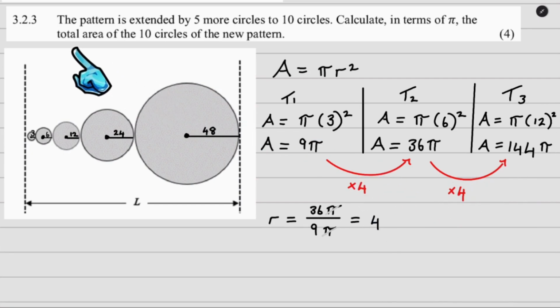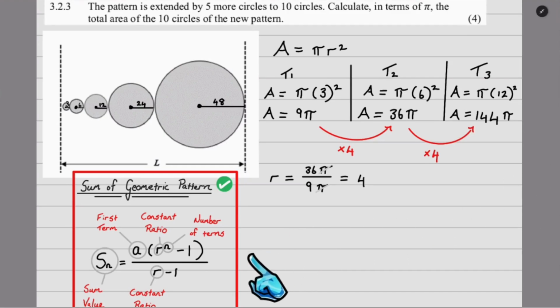So now I need to get the total area of 10 circles. If I want the total area, I'm going to have to add all the areas together. So I've got to use the sum formula for a geometric pattern. And here it is. So my first term is 9 pi. So I'm going to put that in A's place.